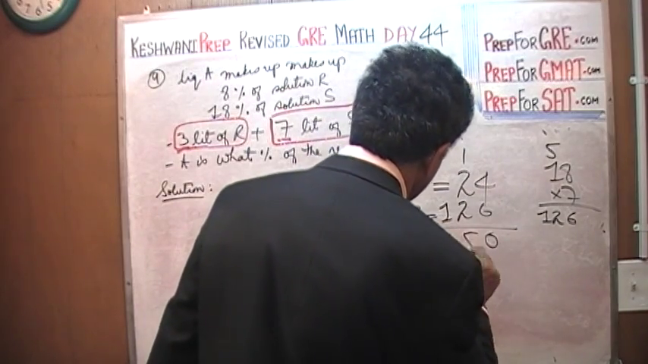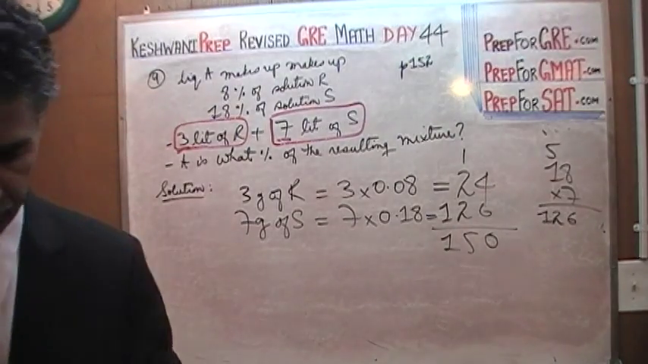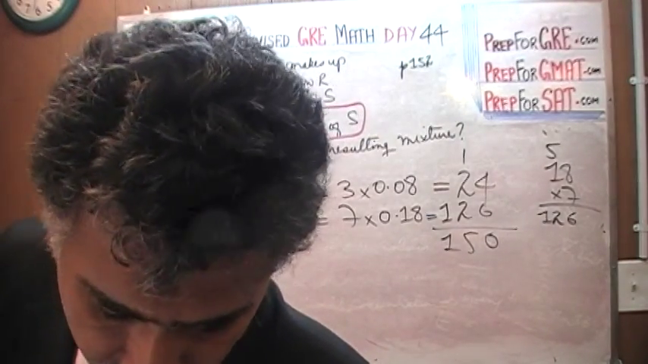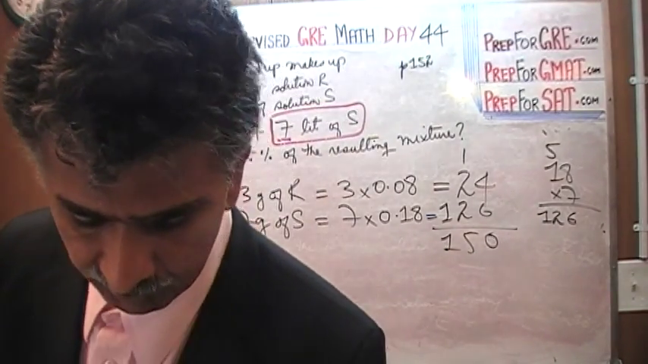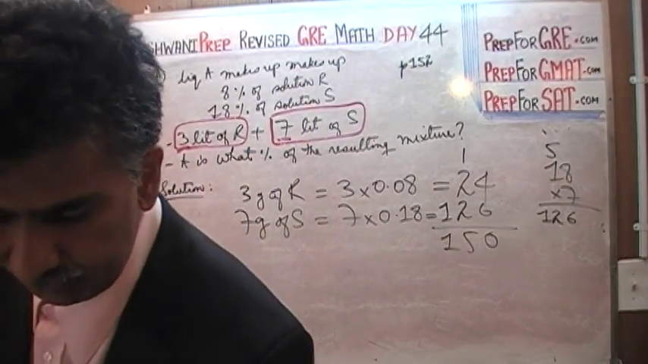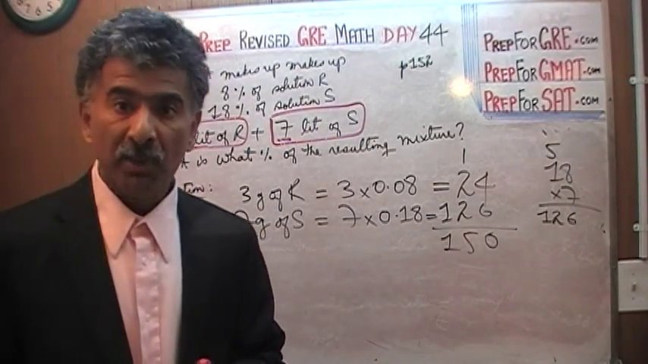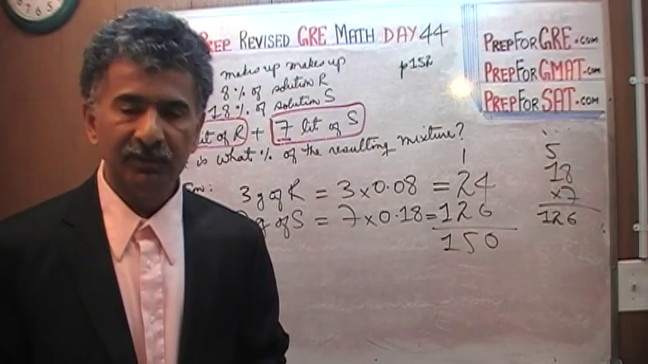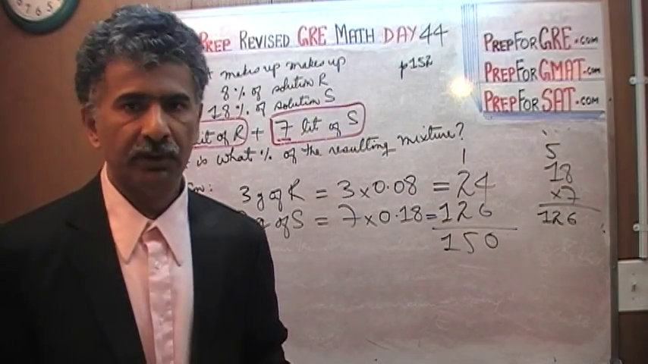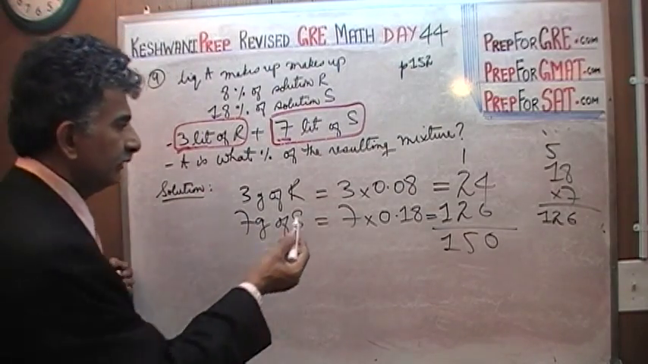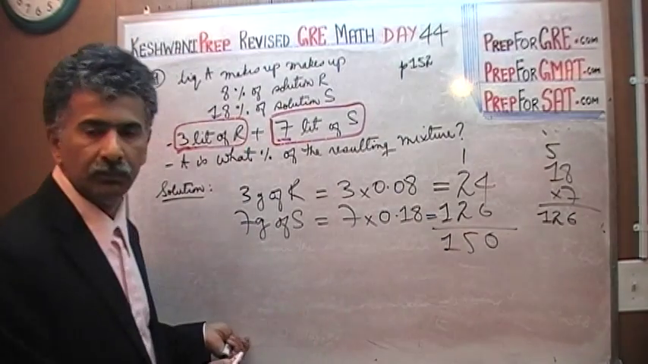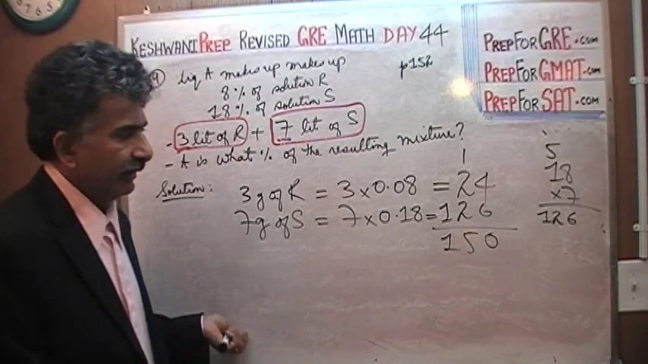5, 150. Another thing that I did here, listen carefully, these are liberties that you can take. This is what you want to learn, how to take liberties. There's a fine line between going bonkers in the exam and taking some liberties. There are some liberties that you can take. For example here, I know that 3 times 0.08 is not 24. I put down 24 because I hate dealing with decimals.